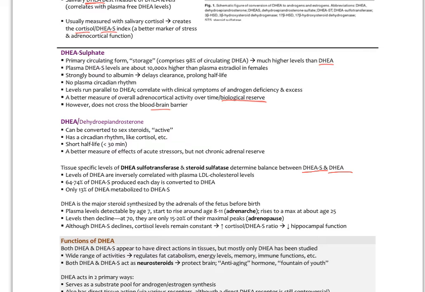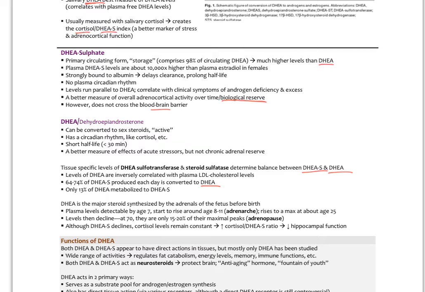About 60-70% of the DHEAS produced each day is converted to DHEA. So the majority of it is going to be via the steroid sulfatase, where the sulfate group is removed to make DHEA. And only about 13, a little bit more, percent of DHEA is metabolized to DHEAS.